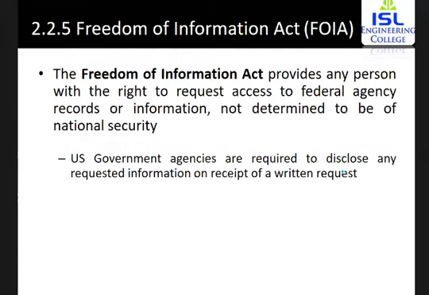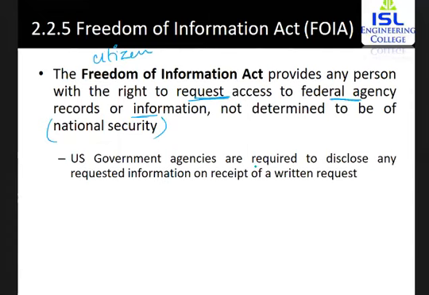The next is the Freedom of Information Act, that is FOIA. This Act provides any person with the right to request access to federal agency records or information. For example, if a citizen needs access to specific records from a specific time, such as a person who wants access to his grandparents' records of where they used to stay, he can request access to federal agency records. Some records can be withheld; if they concern national security, they will not be disclosed. But if you want access to other specific information, the request is granted.